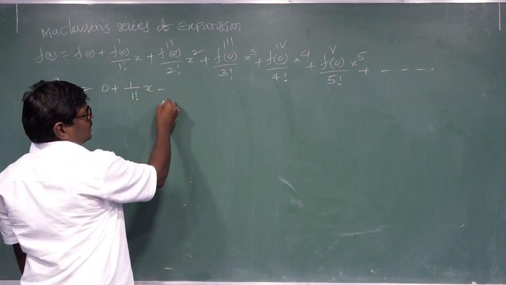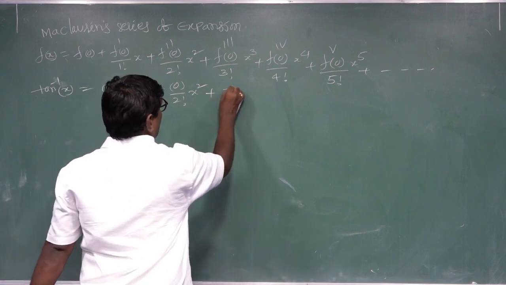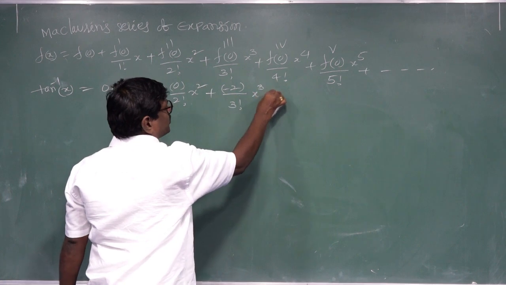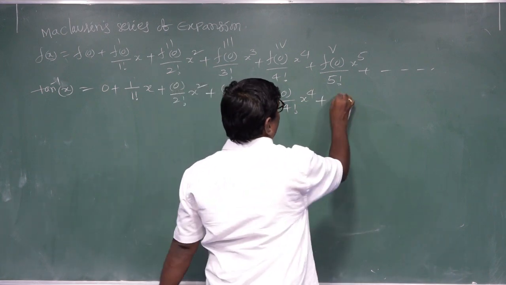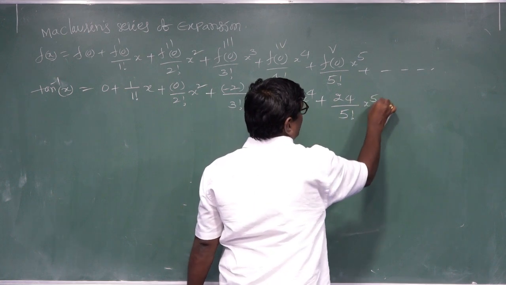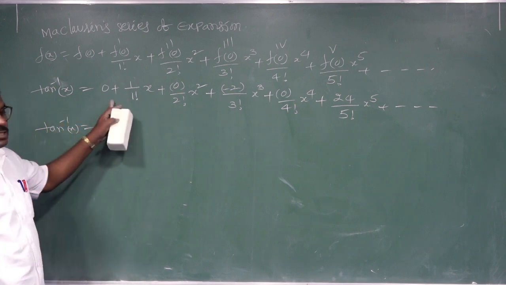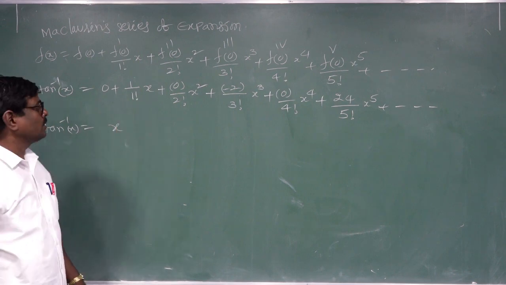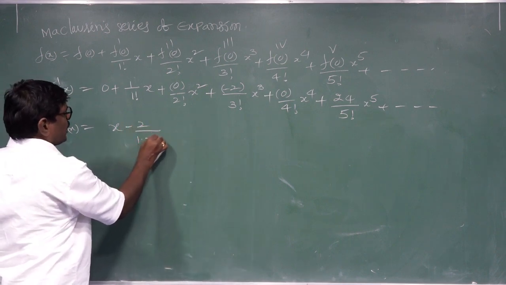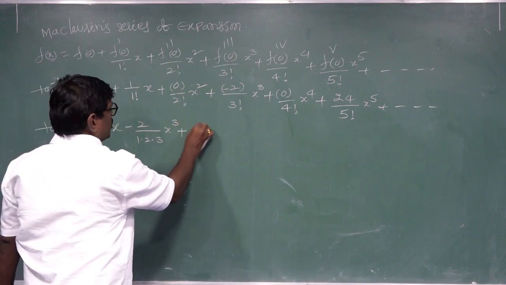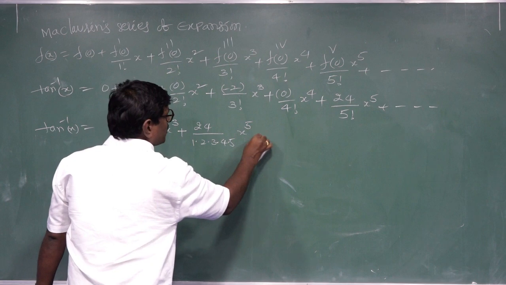f double dash 0 by 2 factorial into x square, minus f triple dash 0 by 3 factorial into x cube, plus f fourth dash 0 into 4 factorial into x power 4, plus f fifth 24 by 5 factorial into x power 5, plus so on. Now for tan inverse of x, the first term is 0, this is x, x by 1 factorial equals 1, the next term is 0, 0 by 2 factorial equals 0, the x cube term is minus 2 by 1 into 2 into 3 into x cube, then 0, next 24 by 5 factorial, 1 into 2 into 3 into 4 into 5, x power 5, plus so on.